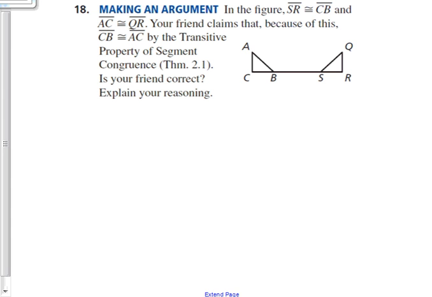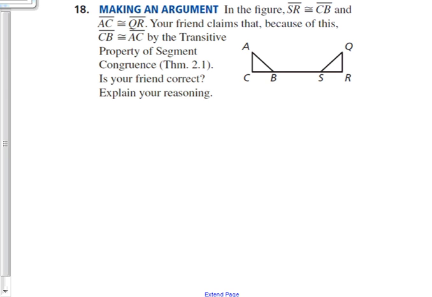So this is number 18 from the bookwork. It says making an argument. It's telling us something. We're going to say if it's correct or not. It says in the figure, segment SR and segment CB are congruent, and segment AC and segment QR are congruent.